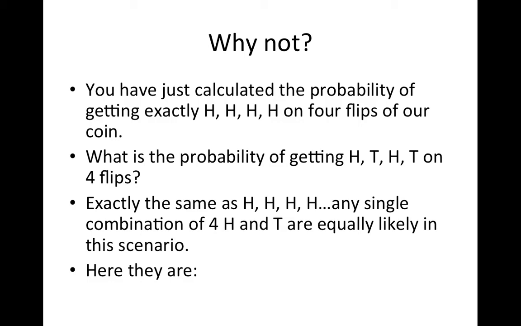Why not? Well, because you've just calculated the probability of getting exactly heads, heads, heads, heads on the first 4 flips of your coin. Okay? Remember, we flipped it 5 times and got exactly 4. We got 4 out of 5. Now, I might ask then, what's the probability of getting heads, tails, heads, tails on 4 flips? Well, it's exactly the same as heads, heads, heads, heads. Any single combination of 4 heads and tails is equally likely in this scenario, and here they are.